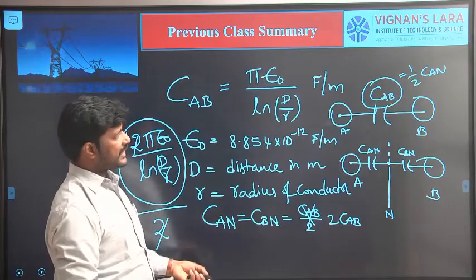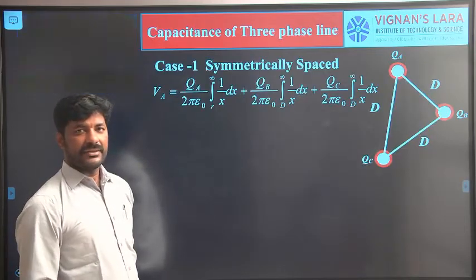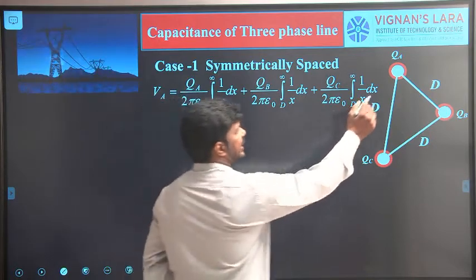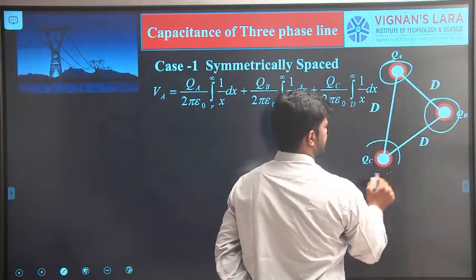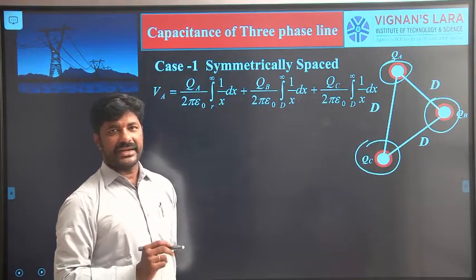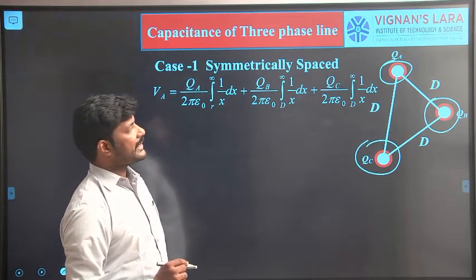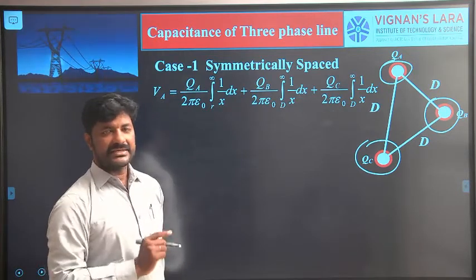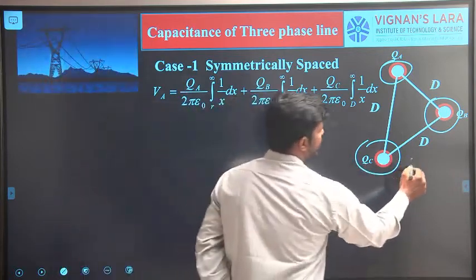In today's class we are going to see the three-phase three-wire system with three conductors, conductor A, conductor B and conductor C. These three conductors are used in the transmission line tower to transmit the power, and they are carrying the charges. They are charged conductors with QA, QB and QC.